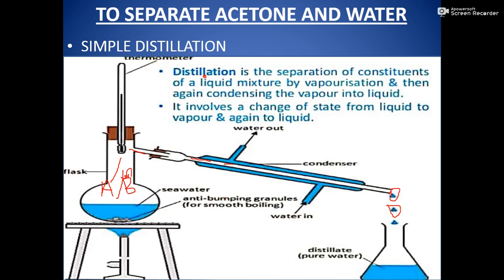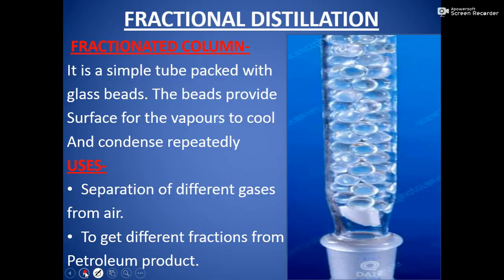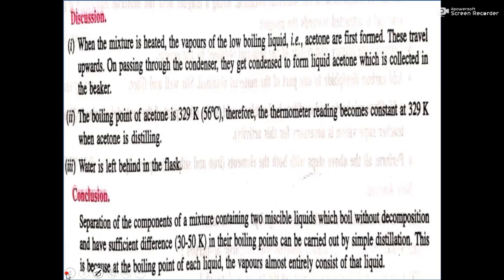Let's read it. Distillation is the separation of constituents of a liquid mixture by vaporization and then again condensation of the vapors into liquid. It involves a change of state from liquid to vapor and again to liquid. Okay, let's move on to the next one. This is the discussion and the conclusion, you can easily read it. This one is fractional distillation, but I will discuss this technique in the next session.